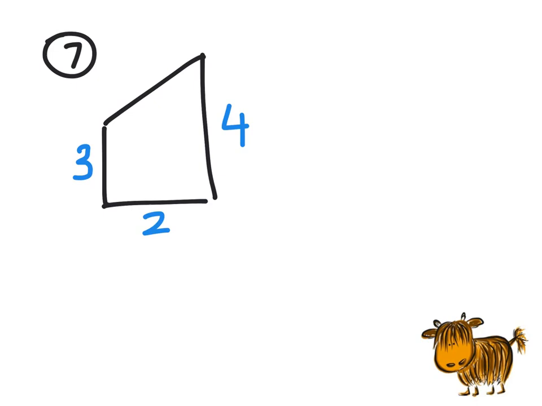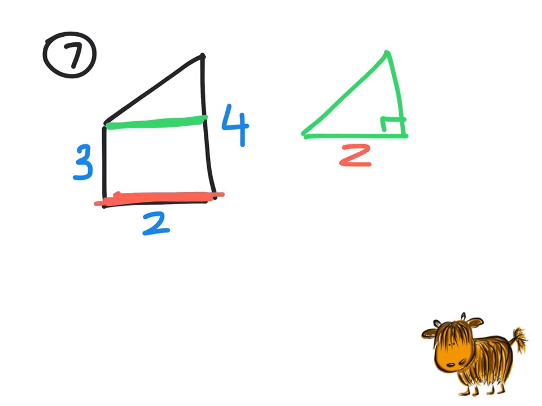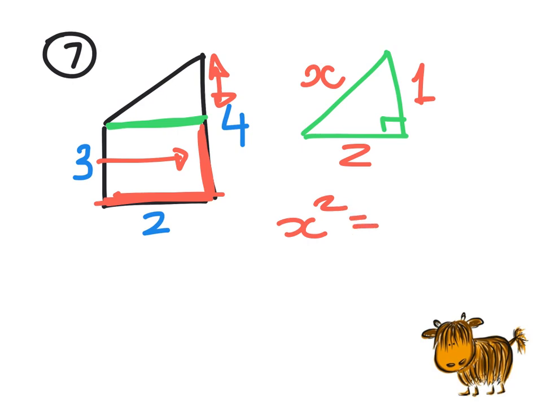Question 7. Split this shape up across here. Why? Because it gives us a nice right-angled triangle, and we can use Pythagoras now. Looking at the picture, we know that the bottom of the shape is 2, so that means this is going to be 2. We know that this side here is 3, because it matches that 3. So it means this little bit up the top here, which we need, is 1. If I call that x, I can use Pythagoras, x squared equals, to work out what x is.